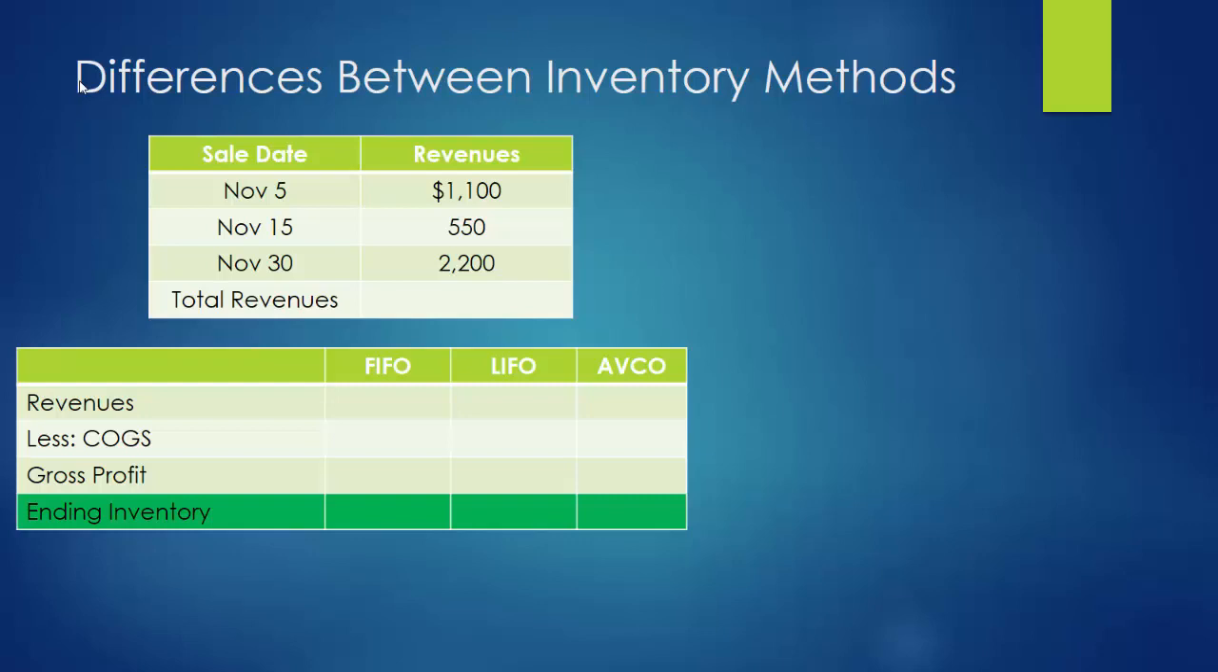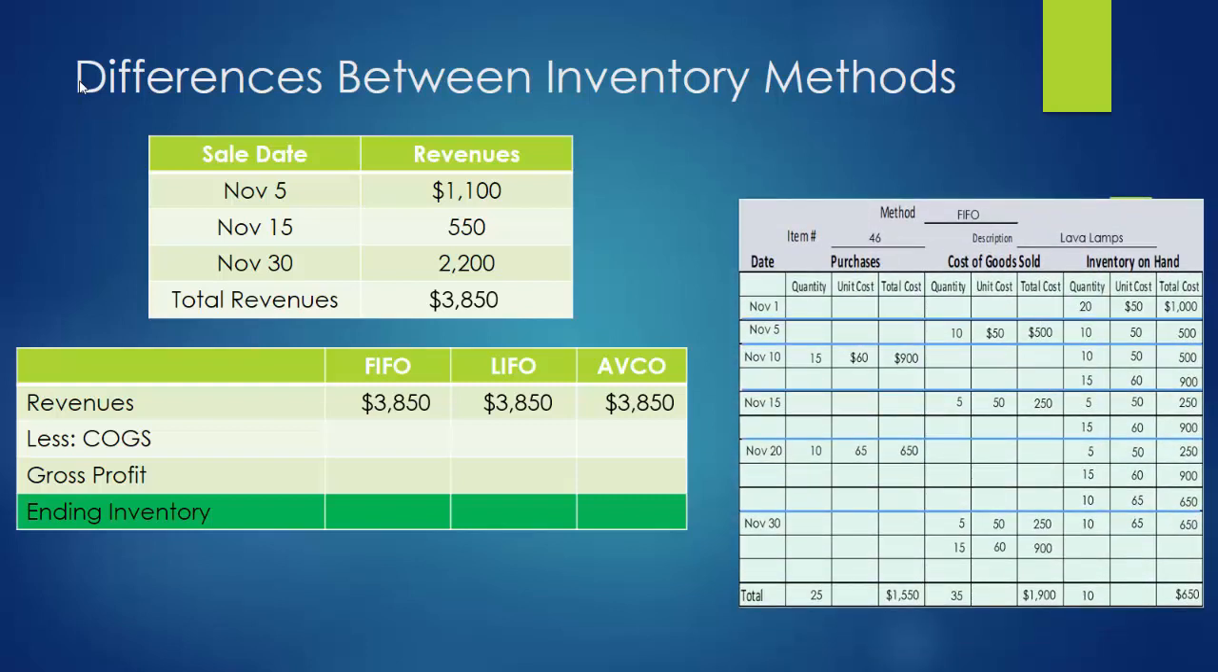Our revenues, on November 5th, we sold $1,100. We received $1,100 for our sale of lava lamps. On November 15th, we sold $550 worth of lava lamps. And on November 30th, we sold $2,200 worth of lava lamps, which means our revenues are $3,850. And as we saw from our journal entries, revenues don't change depending on what method we do. So we got $3,850 of revenues regardless if we choose the FIFO, LIFO, or AVCO cost flow assumption. Our cost of goods sold, however, was different under every method. Let's look at our FIFO perpetual inventory record.